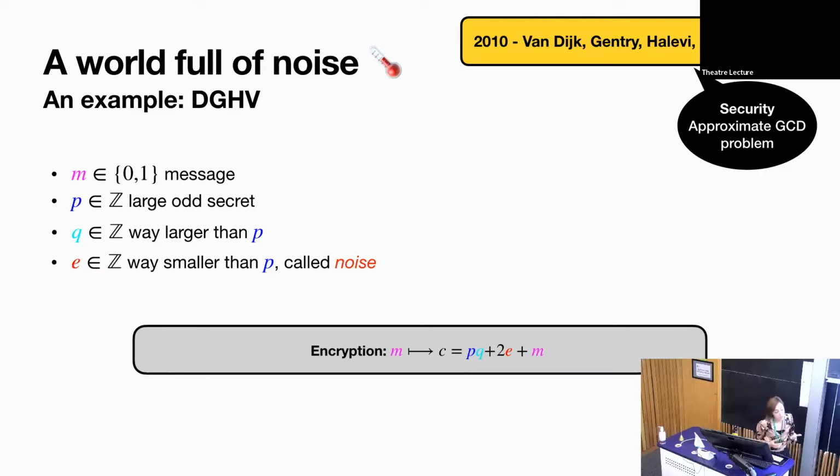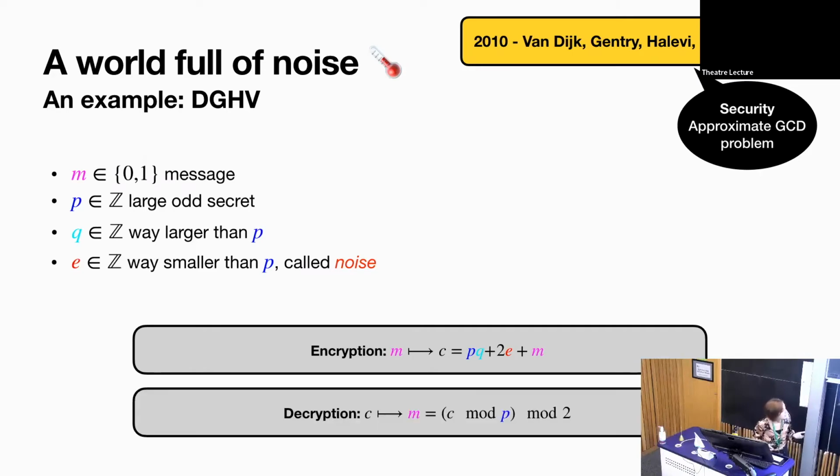The way you encrypt is very easy. You multiply P times Q. Q and E are your randomnesses for the encryption. Then you add 2 times the error, and then the message. So the encryption is extremely easy. It's just an addition and a scalar multiplication.